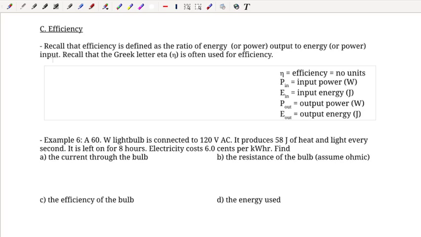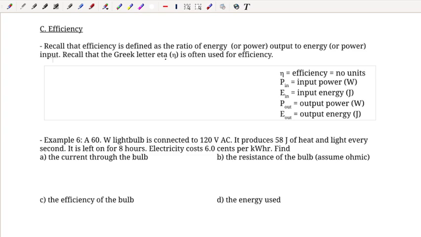In this last section, we are going to talk about efficiency. And this is how much of the energy that we put in actually goes into what we want it to do or produces useful work as opposed to just waste energy as heat, which happens a lot. Recall that efficiency is defined as the ratio of energy or power output to energy or power input. So we can use power or energy in both cases. And it's always the ratio of output to input.